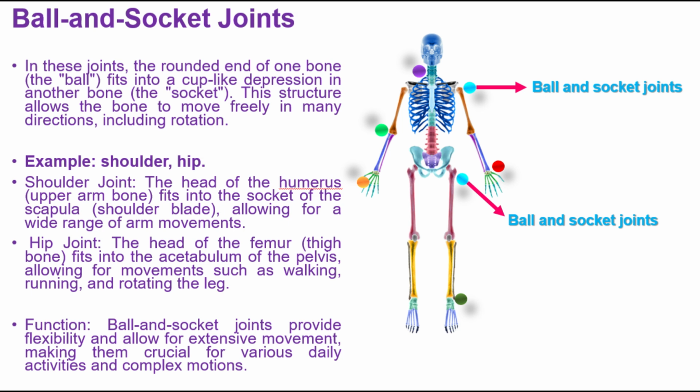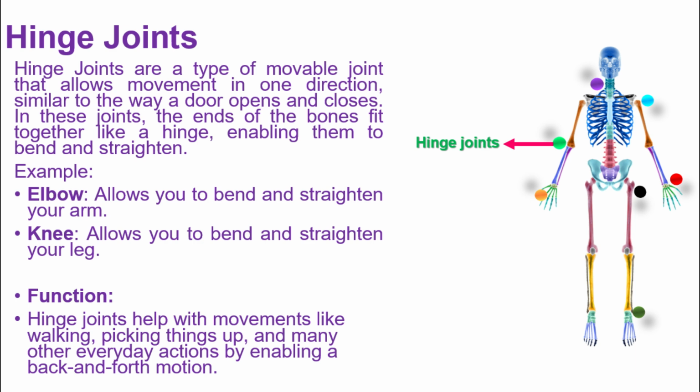Hip joint: the head of the femur, thigh bone, fits into the acetabulum of the pelvis, allowing for movements such as walking, running, and rotating the leg. Function: ball and socket joints provide flexibility and allow for extensive movement, making them crucial for various daily activities and complex motions.